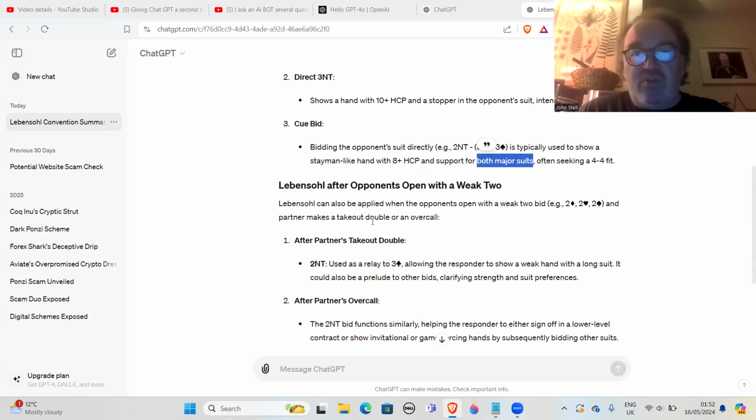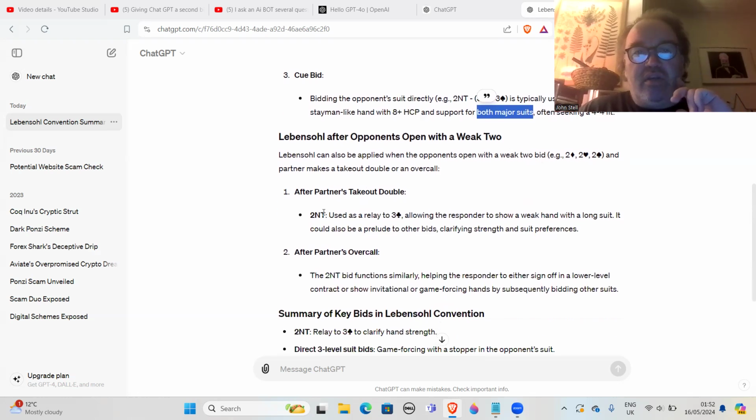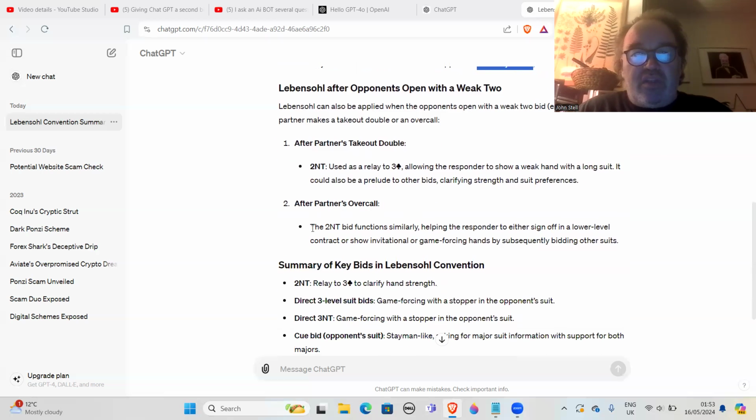So now let's look at the weak two. Lebensohl can also be applied when the opponents open the weak two bid, e.g. two diamonds, two hearts, two spades. So using the three weak twos, two diamonds, two hearts, and two spades, and partner makes a takeout double or an overcall. That's interesting. After partner's takeout double, two no trumps is used as a relay to three clubs, allowing the responder to show a weak hand with a long suit. It could also be a prelude to other bids, clarifying the strength and suit preferences. After partner's overcall, the two no trump bid functions similarly, helping the responder to either sign off at a lower level contract or show invitational or game forcing hands by subsequently bidding other suits.